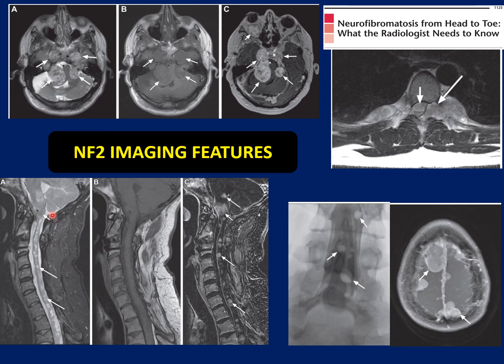This is a T2 sagittal sequence in which we are able to see T2 hyperintensity, which is showing multifocal enhancement suggestive of ependymoma. Here multiple meningiomas are shown in this particular image, and these are multiple schwannomas which are seen at the lumbar vertebral level.